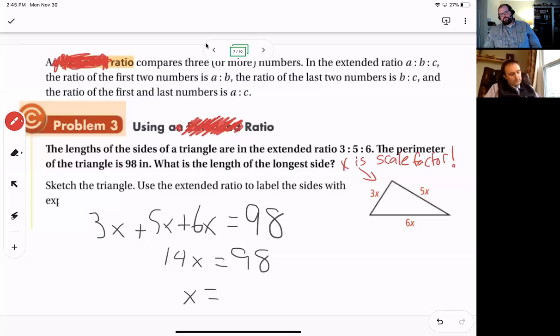7. 7. Is that right? Yep. Yes. My brain just fell out for a minute. I was thinking 5. I was like, what is going on here? Anyway, and so x is 7.